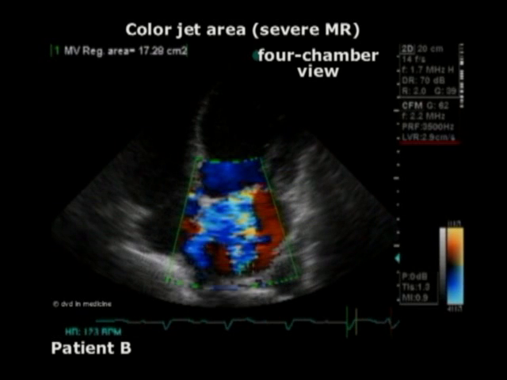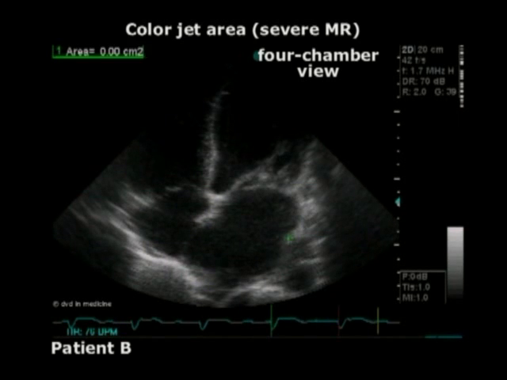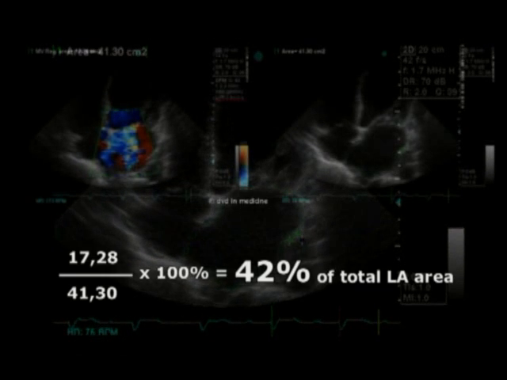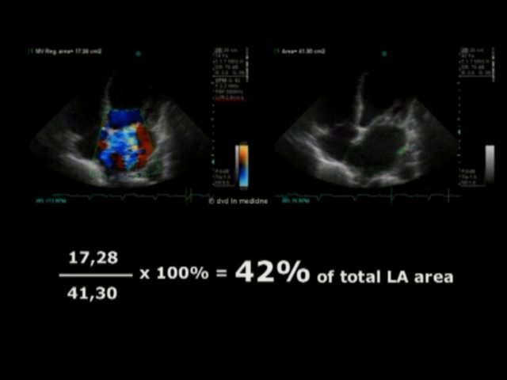The jet area is around 17 centimeters squared. The LA area is around 41 centimeters squared. The jet area is 42% of total LA area.